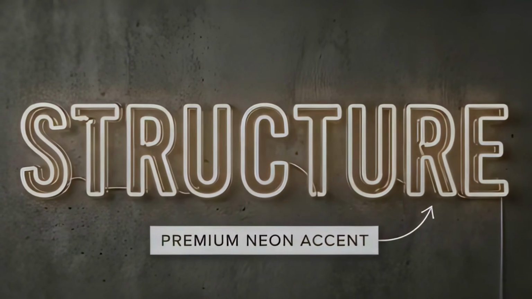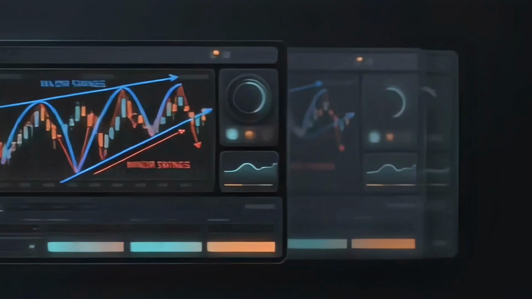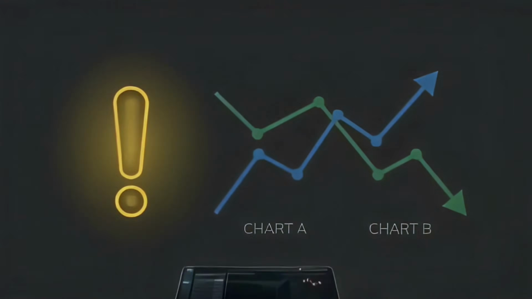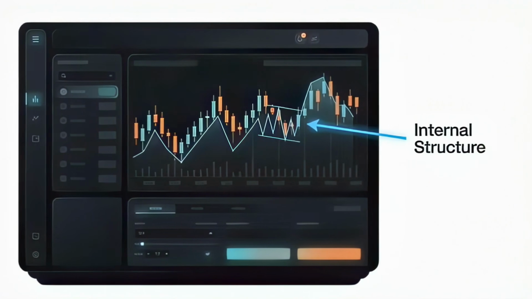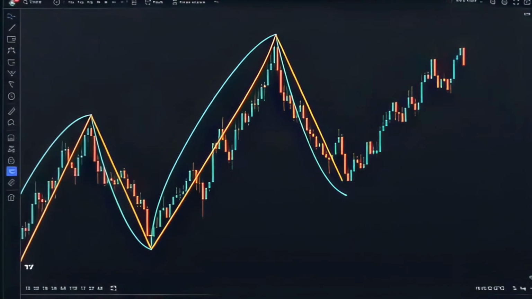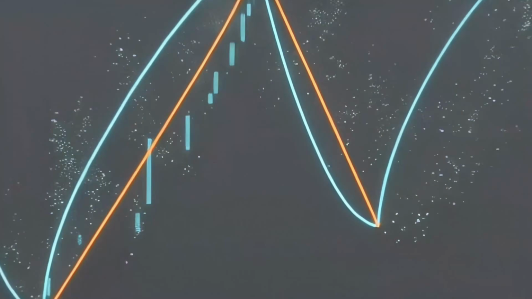Now we get to the heart of it. Structure. Smart Money Concepts detects two separate layers of market structure, and understanding the difference between them is genuinely the most important idea in this whole video. The first is internal structure. That is the smaller, faster swings inside a bigger move, the minor pushes and pullbacks. The second is swing structure, which is the major, obvious turning points that define the bigger picture trend.